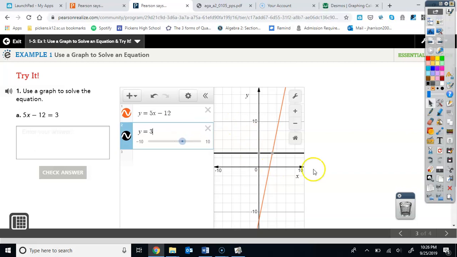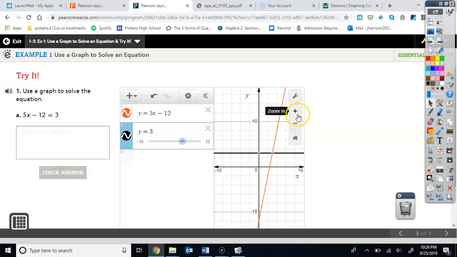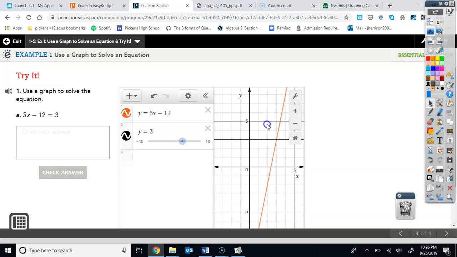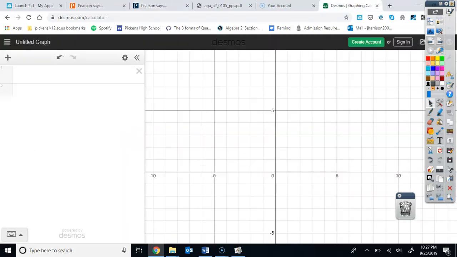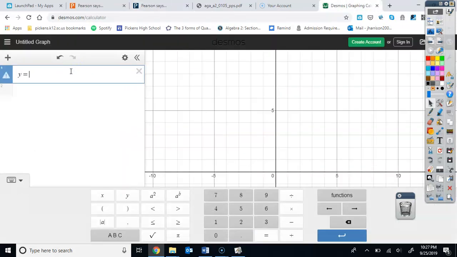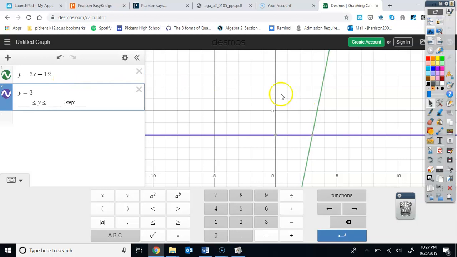If you're on Desmos, you'll notice that if you need to, you could zoom in a little bit, or zoom out a little bit, whatever you need to do. On Desmos, you can also notice that if I click on that line, it gives me these little gray dots. Notice if I hover over that line, and it's not going to work for me, of course. So let's go to the actual Desmos. Let me come over here. Y equals 5x minus 12. Then y equals 3. I was afraid that was going to happen.